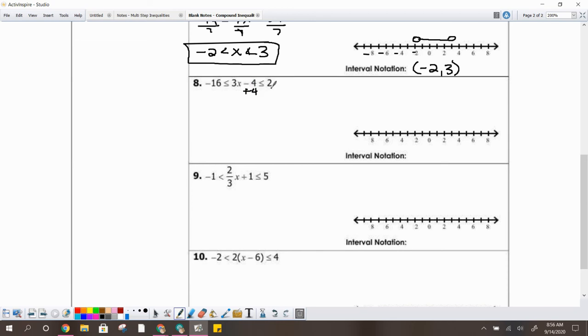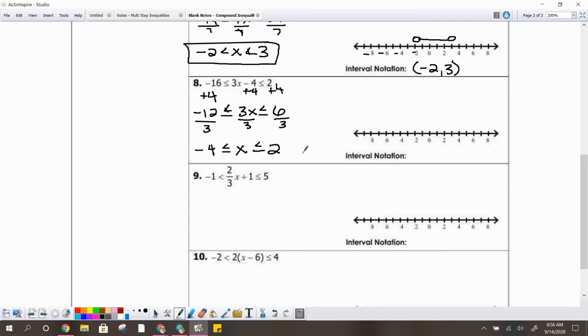All right, so we're going to add 4 to every part. So then I have -12 is less than or equal to 3x, which is less than or equal to 6. Divide everything by 3. So then I have -4 is less than or equal to x, which is less than or equal to 2.